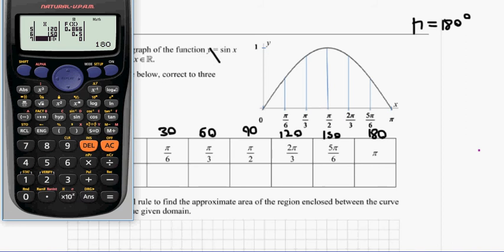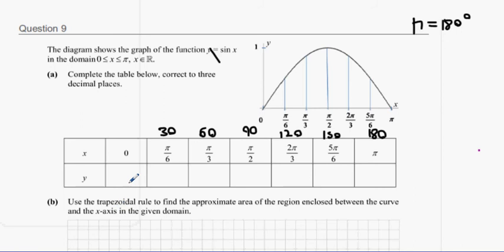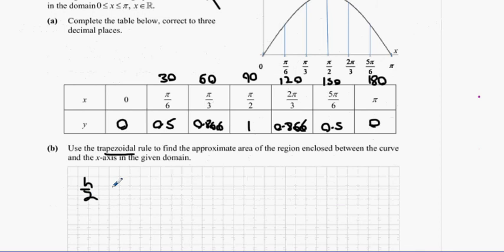So when you take all these down, what you're going to get is your 0, 0.5, your 0.866, you're going to get your 1, your 0.866, and what else are we going to get here? 0.5 and 0. Now what does that mean? We have to use the trapezoidal rule. What does it mean by trapezoidal rule? H over 2, first plus last, plus 2 times the remainder, or rest, whatever you want to call it.